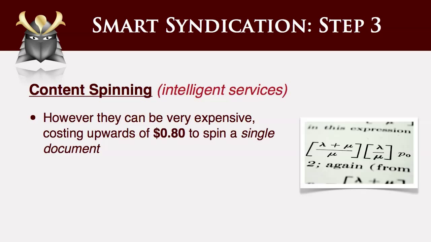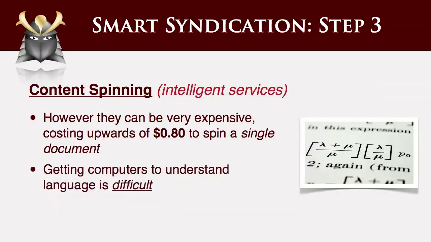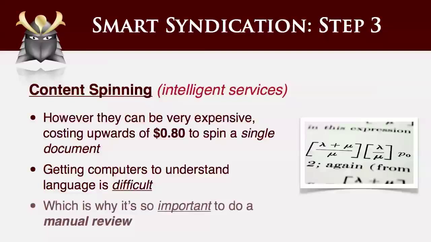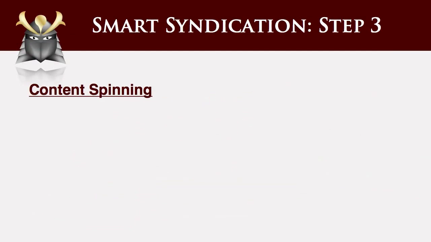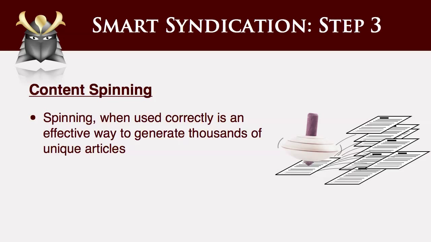While these intelligent spinning services are useful, getting computers to understand language is difficult, and even the best services available today still make errors, which is why it is so important to do a manual review. So the end result of all this is that spinning, when used correctly, is an effective way to generate thousands of unique articles for submission to the article syndication networks.